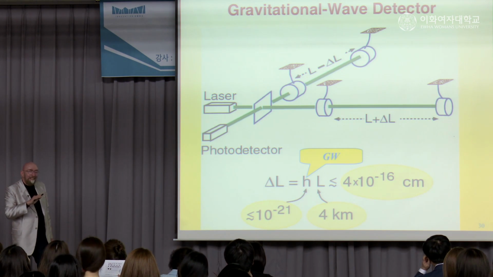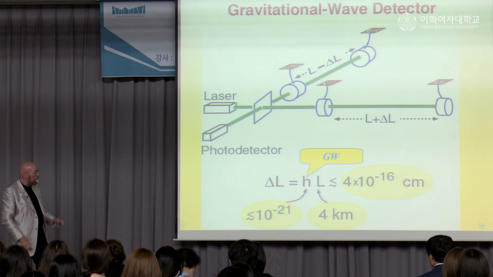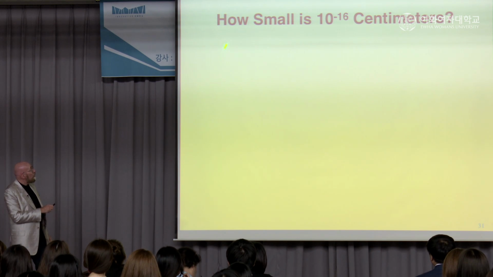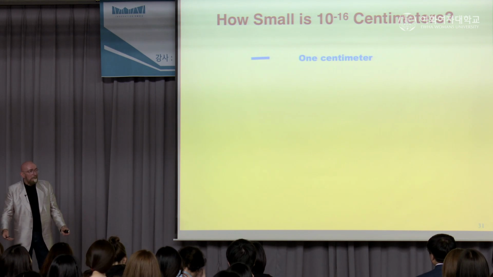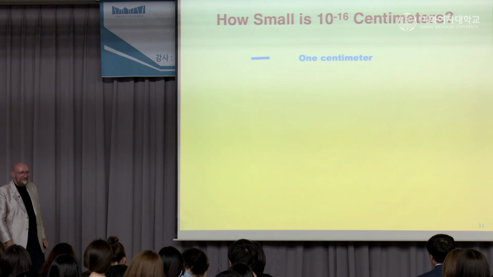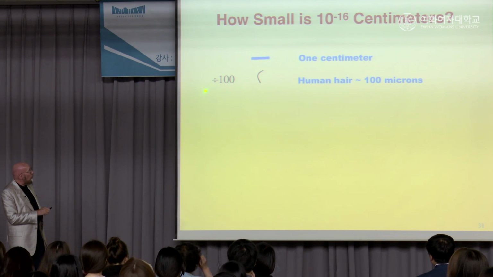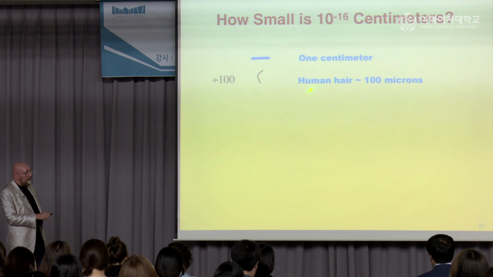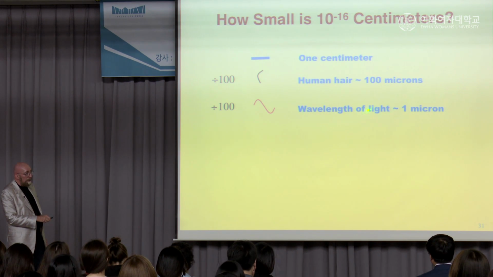But I'll talk about the previous generation of detectors, what we have done, the foundations for our past observations. You begin with 1 centimeter. For an American audience, I tell them that's about a half or a quarter of an inch, but you all know what a centimeter is. You begin with 1 centimeter. You divide it by 100, you get the thickness of a human hair, 100 microns. You divide by 100, you get the wavelength of the light that we use in LIGO, about 1 micron.